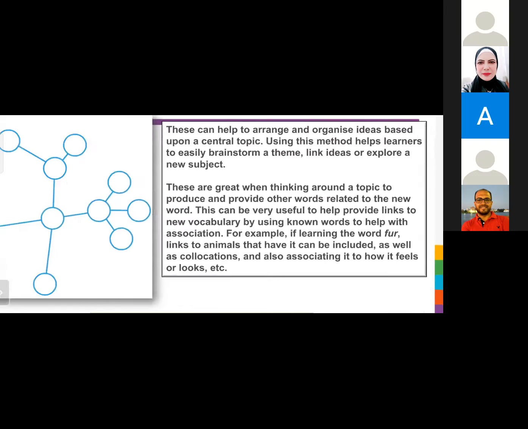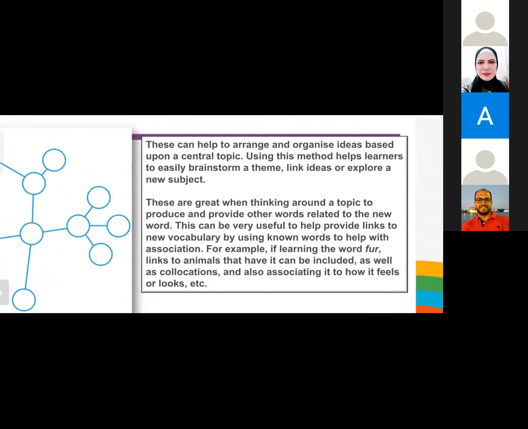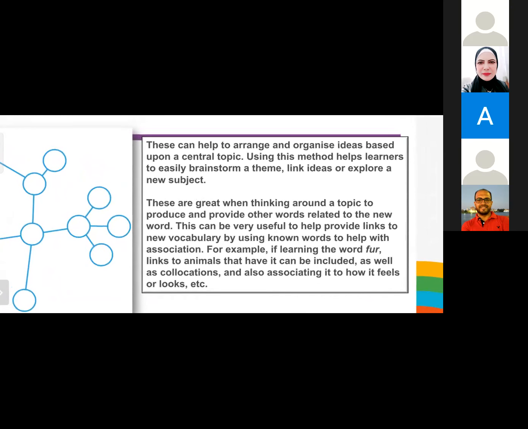So here, this can help to arrange and organize ideas based upon a central topic. Using this method can help learners to easily brainstorm a theme. And this is exactly what happened with us. Link ideas or explore a new subject. After you told me about the different kinds of food, we noticed that we talked about desserts, we talked about different kinds of meat, we talked about carbohydrate food, we talked about meat food like chicken, fish, meat, and so on. So here we can also categorize the different words, and we can explore a new subject.